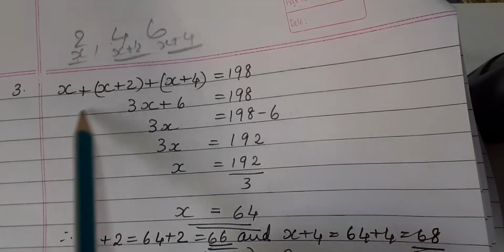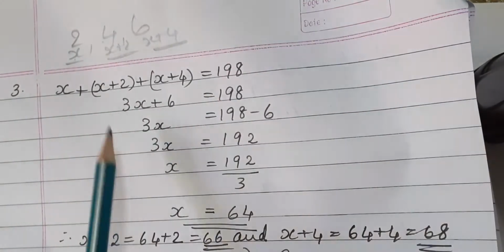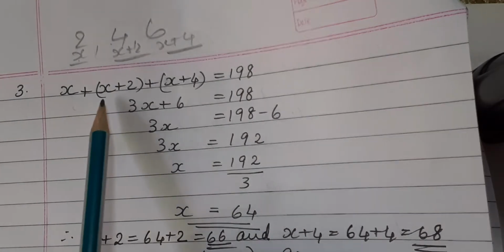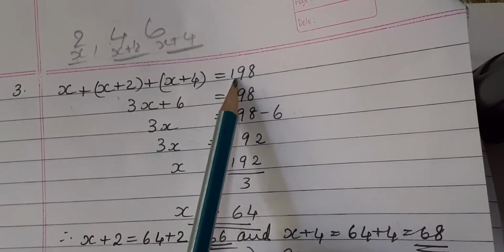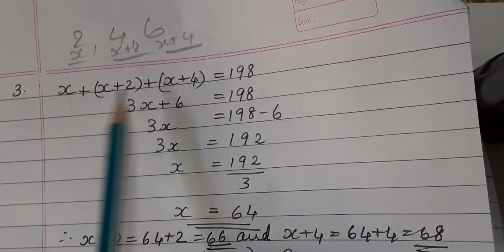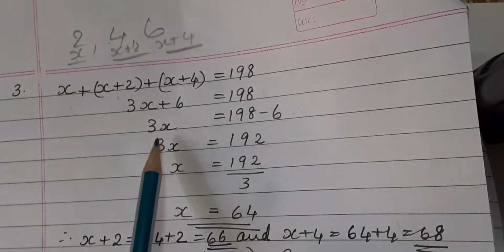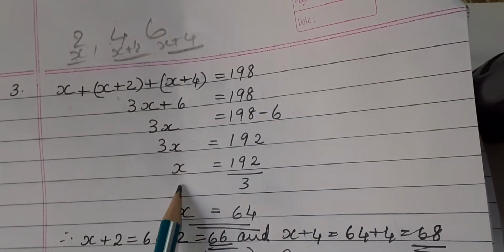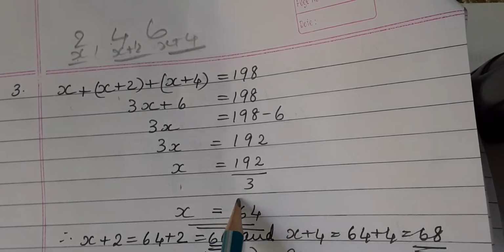even numbers. Their sum is given as 198. Okay, so we will get x plus x plus 2 plus x plus 4 is equal to 198. So 3x plus 6 is equal to 198. So from that we will get the value of x as 192 divided by 3.